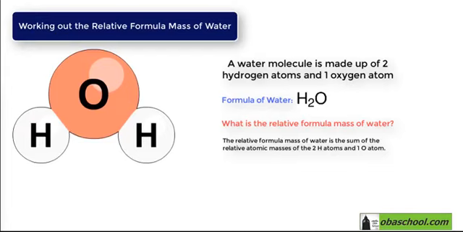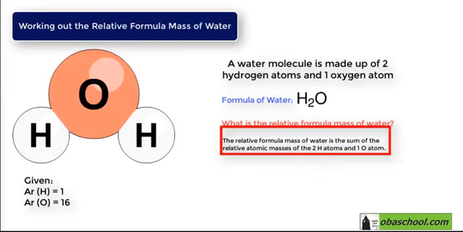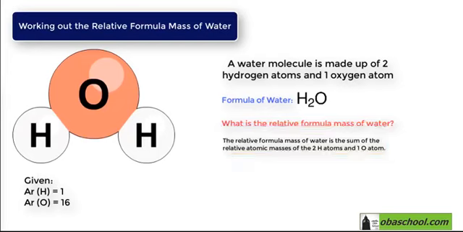Given that the relative atomic mass of hydrogen is equal to 1 and the relative atomic mass of oxygen is equal to 16, well, that should make everything easier. The answer is in the definition of relative formula mass. So after reading the question very well and grasping the given numbers, the given relative atomic masses, we are going to add them up.